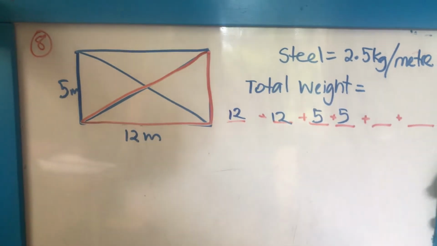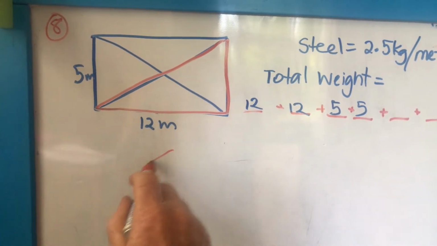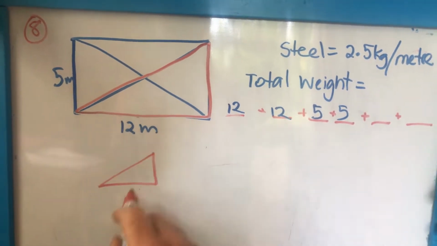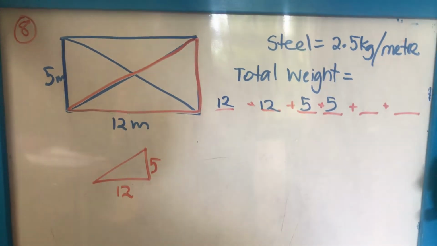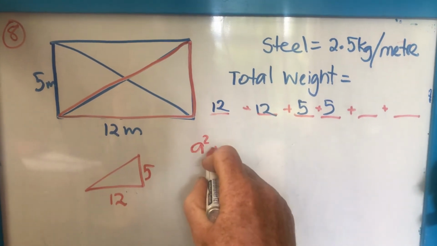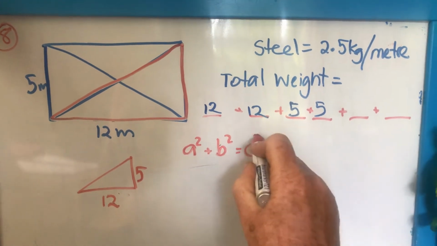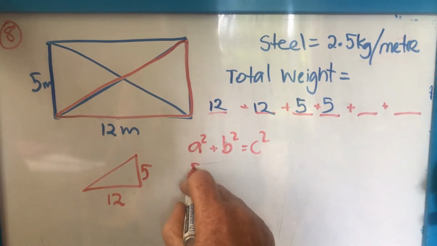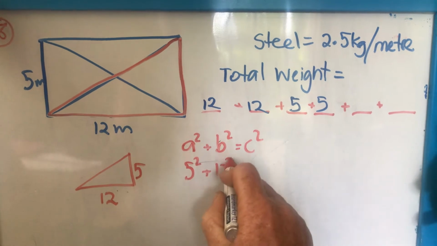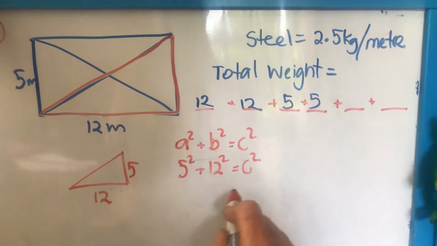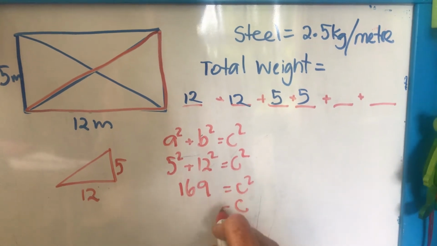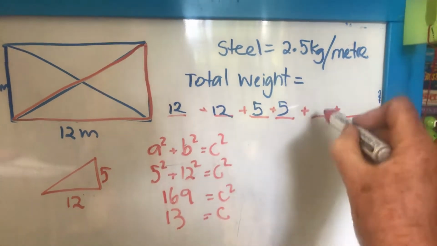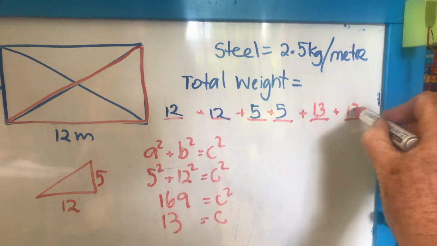You know I love a good diagram. There's a right angled triangle, where we know the bottom is 12, and the upright is 5, and look at that, it's just a basic a squared plus b squared equals c squared. We've got 5 squared plus 12 squared equals c squared. This equals 169, so c equals 13. So that goes in here, 13 plus 13.